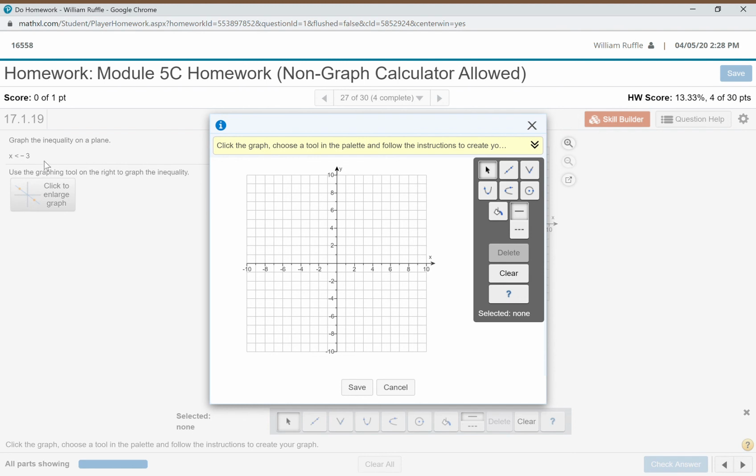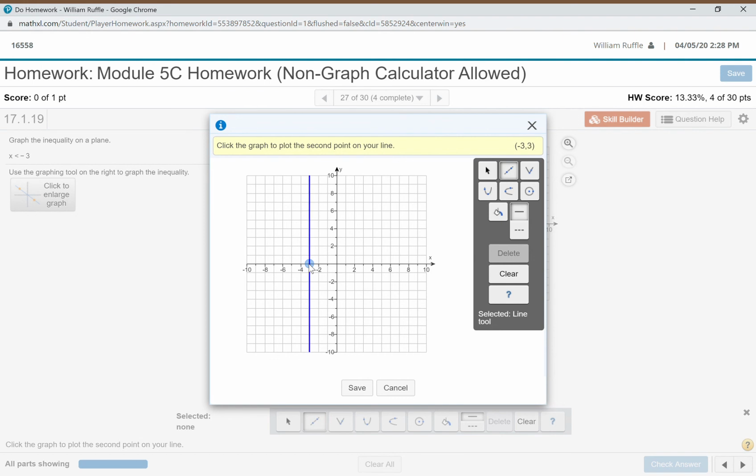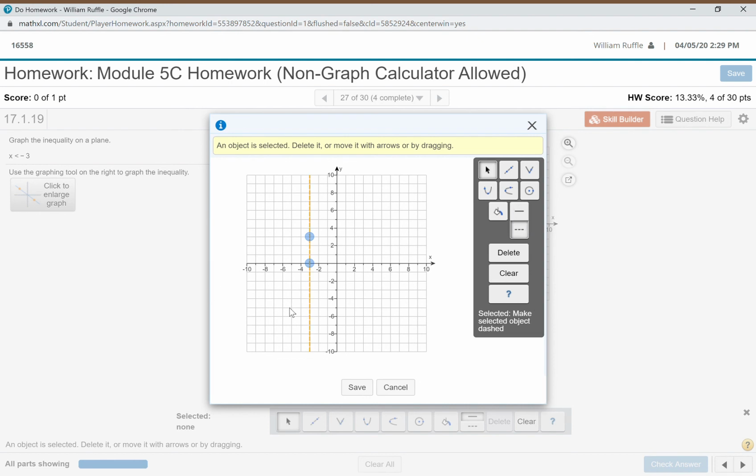X is less than negative 3. Now if I graph this, I have to go where x is negative 3, and I click. And remember, it's a vertical line, so I just have to go up. Doesn't matter how many things or whatever, I do it. And there's my vertical line at negative 3. Now it's less than, so it's got to be dashed. Now, there's no above or below, is there? This is a vertical line, so I cannot do that.